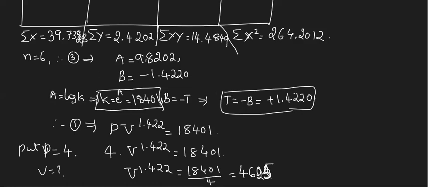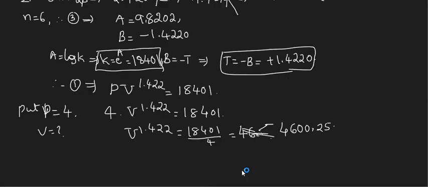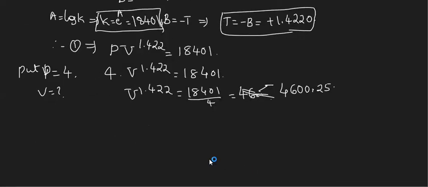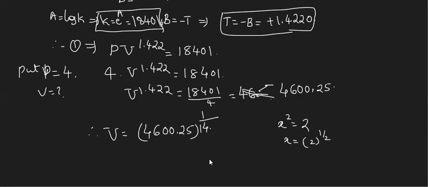4600.25. Then what do you do now? I want V, so raise the power. Therefore, V will be 4600.25 to the power 1 divided by 1.422. It is like x square is equal to 2, then what is x? 2 raised to half, 1 by 2, root 2. Yes, ma'am, similar form.